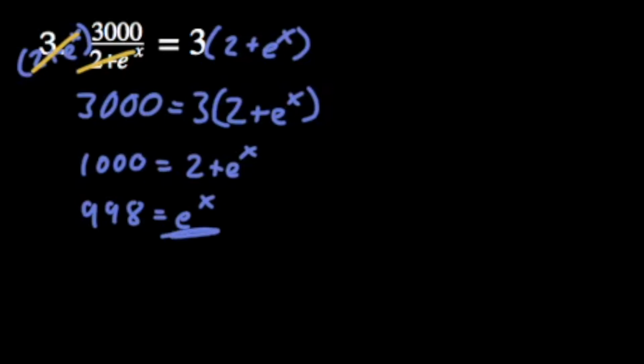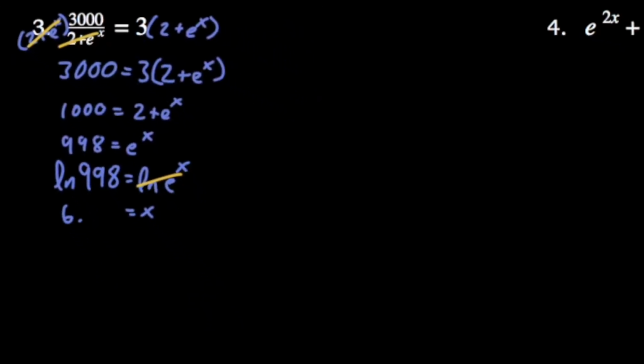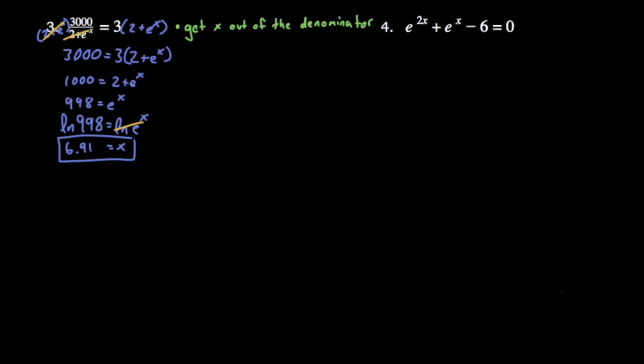So now I just have to get rid of this base e so that I can get the variable out of the exponent. Since it is base e, I'm going to take the natural log of both sides. So on the right side that cancels, and then I get x equals, and then if you can just type that into your calculator, you get about 6.91. So in that problem, the key thing we had to do is get x out of the denominator.